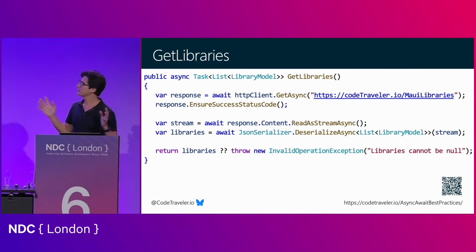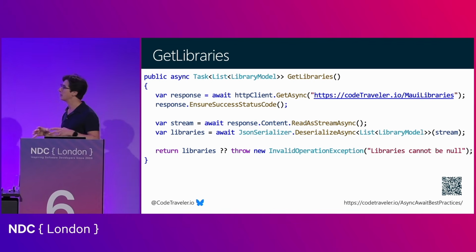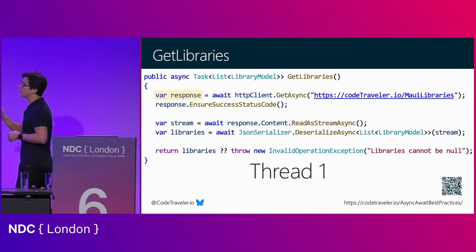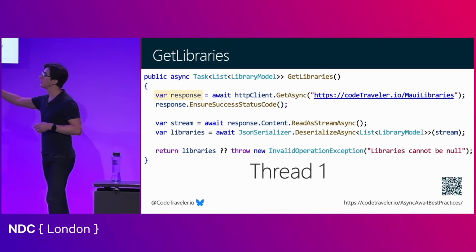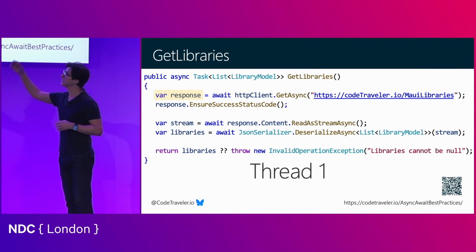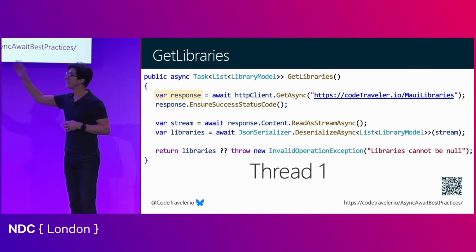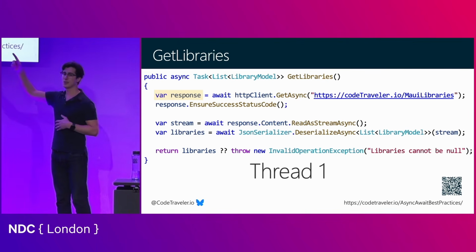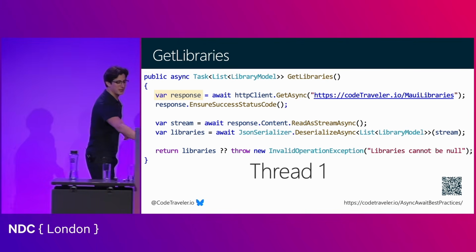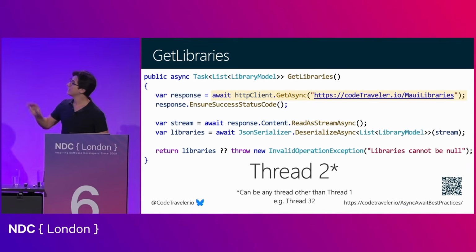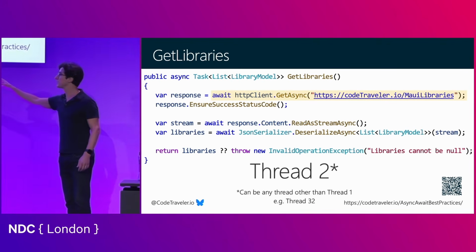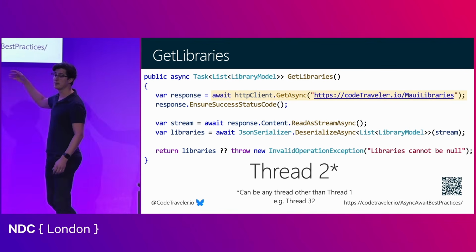But what's really going on here under the hood with multi-threading and async await? Well, let's assume that thread 1 calls this method. So thread 1 enters getLibraries, and it initializes this variable response, and then it immediately hits this await keyword. And when a thread hits the await keyword, that thread returns, and now getAsync here is running on a background thread. In this case, we'll say thread 2. But this can be any background thread.